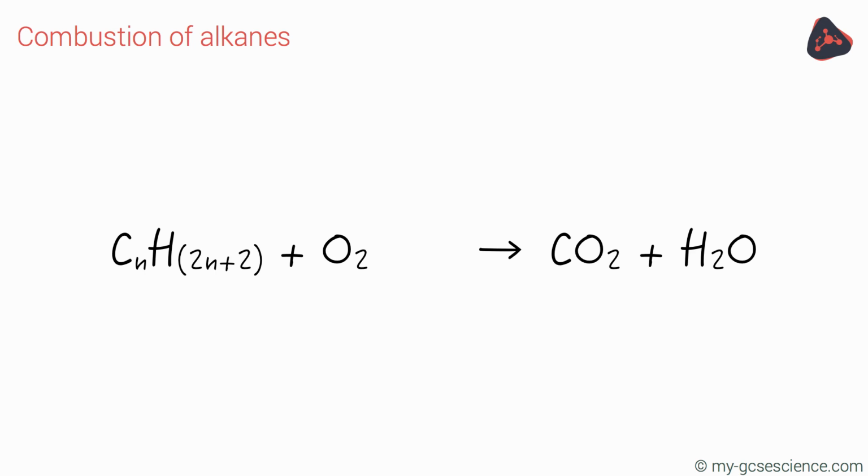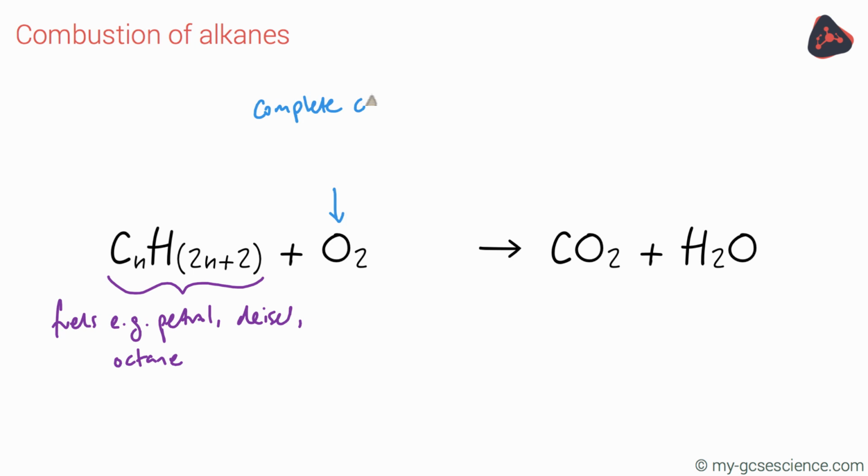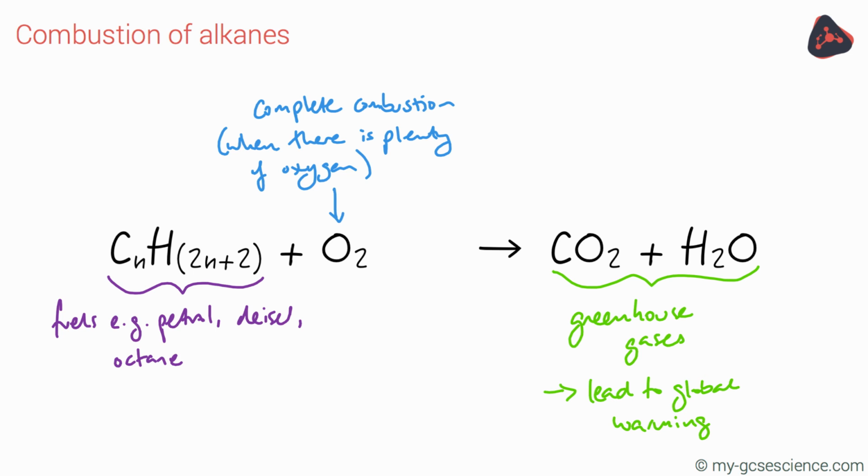First of all, we'll look at the combustion of alkanes, which produces carbon dioxide and water. These are formed when fuels such as petrol or diesel are burnt completely in the presence of oxygen. However, while both carbon dioxide and water are greenhouse gases and can cause damage, these two pollutants aren't toxic to humans, animals or plants, and therefore are much less of a danger than some of the other ones we're going to look at in a minute.